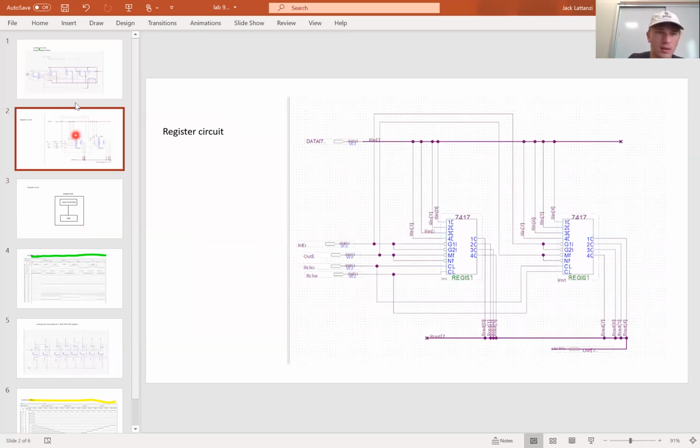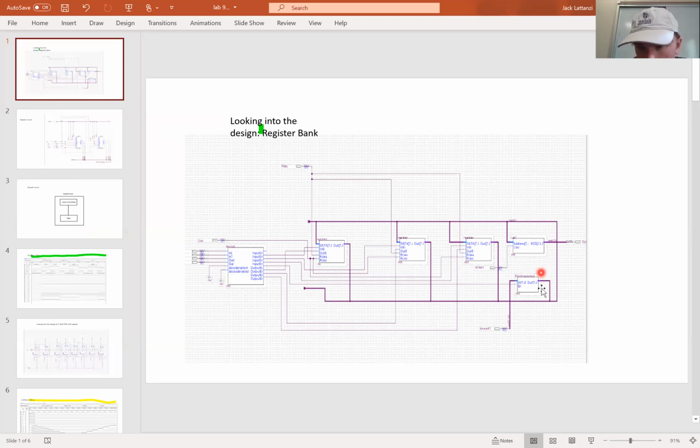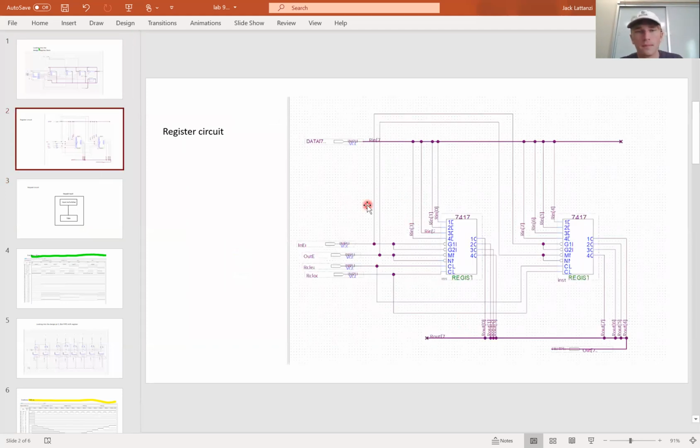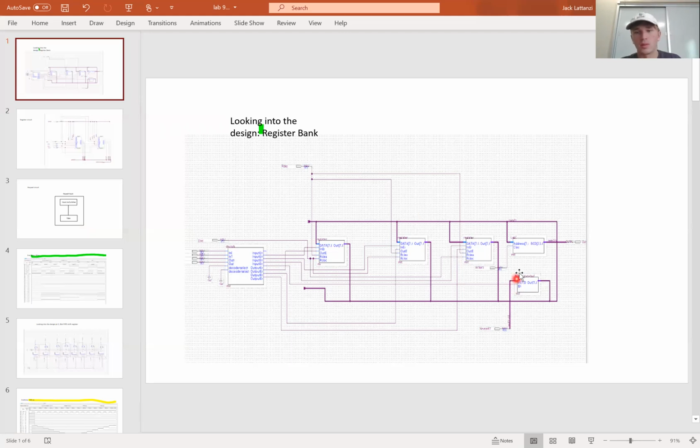So right here you can see where the keypad is controlled. This is kind of the main idea of the keypad. There's inputs of switches, and it goes through a tri-state buffer array, which controls whether or not the input is allowed. The tri-state buffer array is enabled through the output enabler, which has to be set to 0, 0 if we're entering in numbers to the registers.